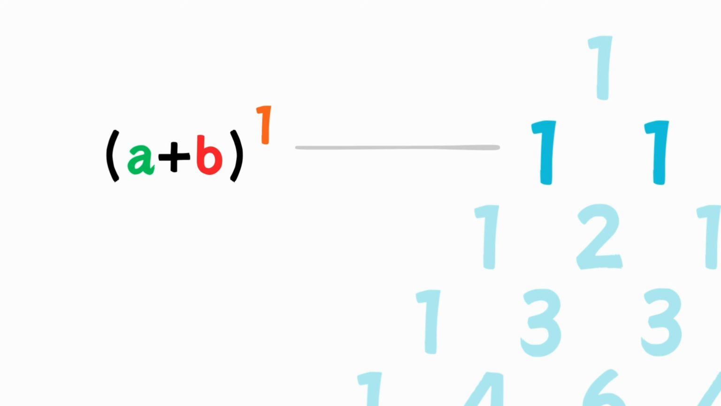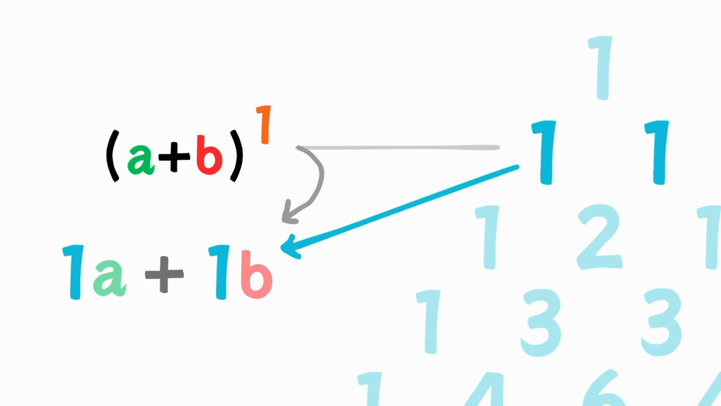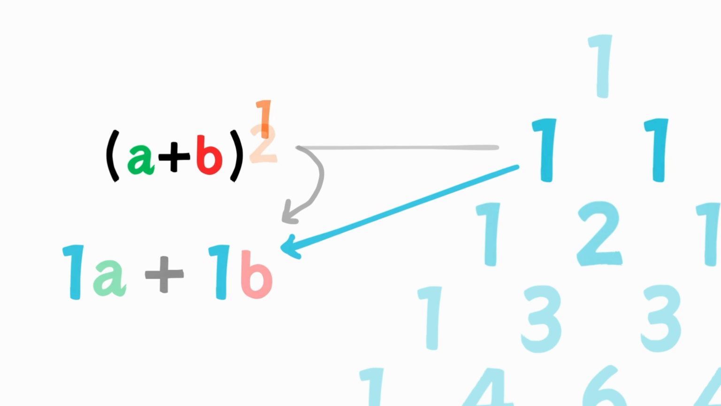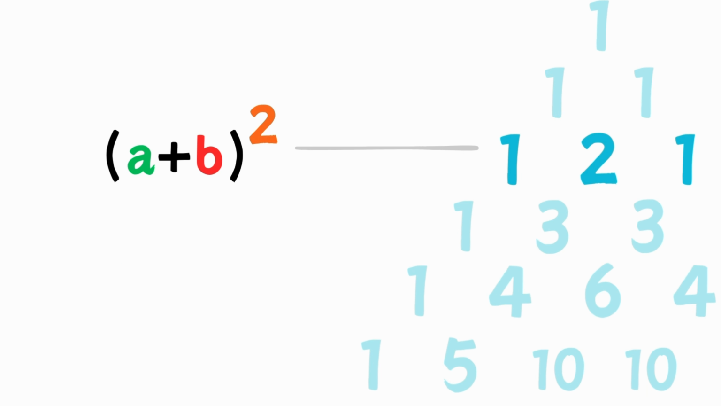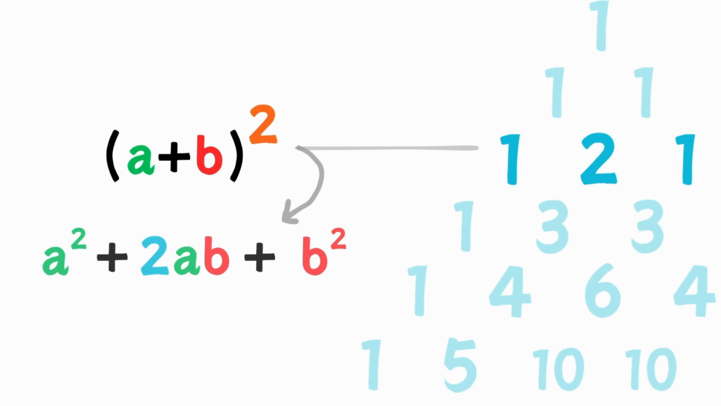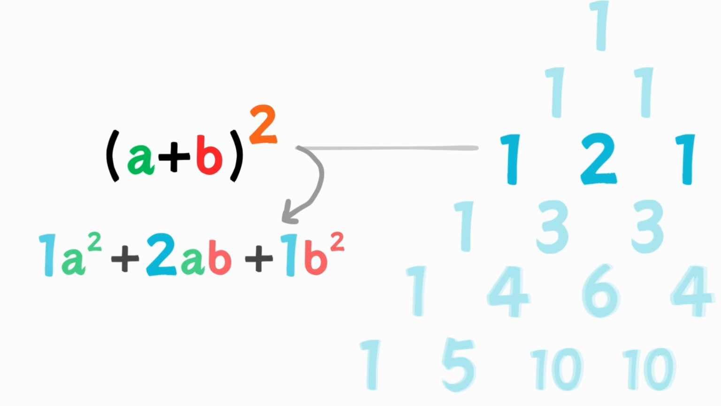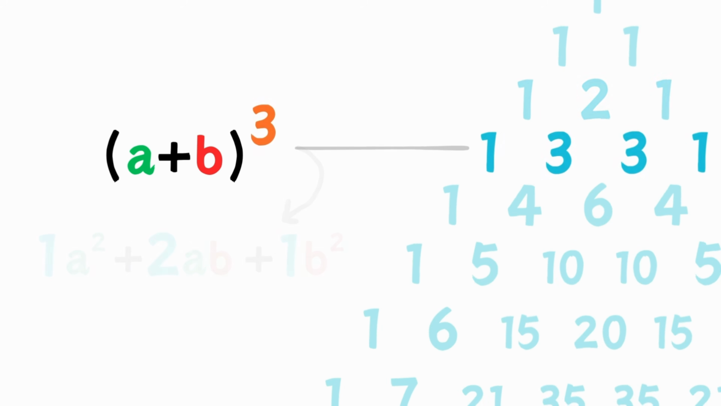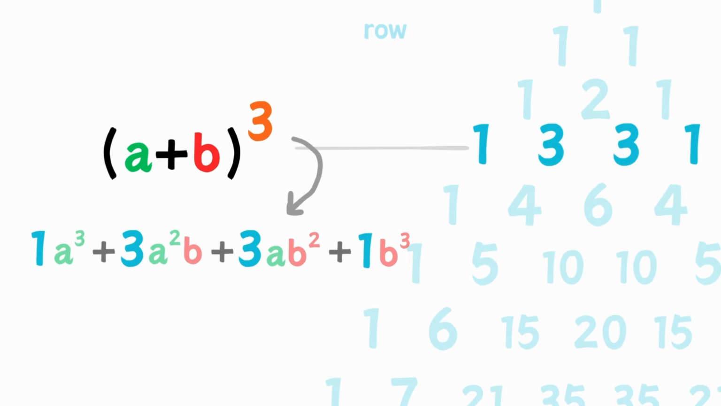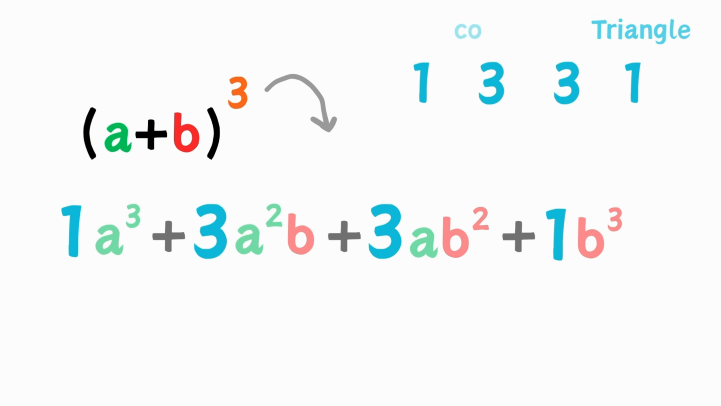What about the second row? The second row represents a binomial with an exponent of 1. Of course, this requires no expansion. That's just a plus b. The coefficient of a is 1, and the coefficient of b is also 1. And we can keep going. If we expand a binomial raised to the power of 2, we get this. The coefficients are 1, 2, and 1. Each row in Pascal's triangle gives us the coefficients of the terms in the expanded binomial.